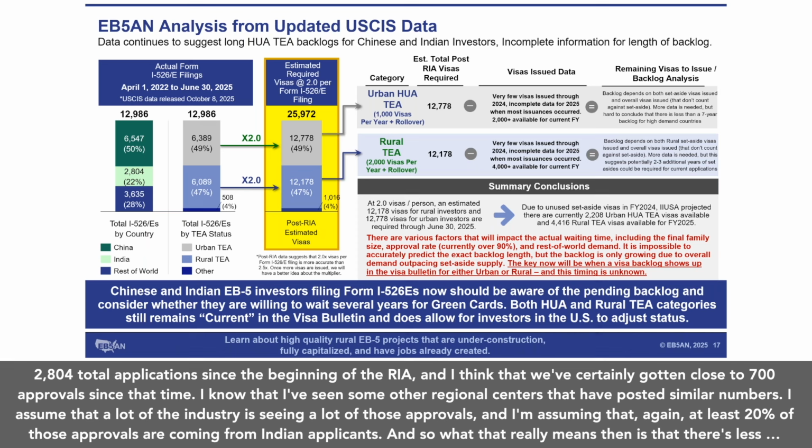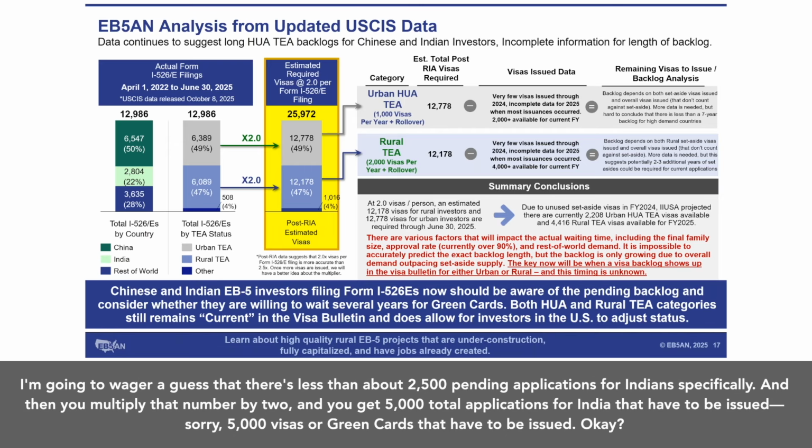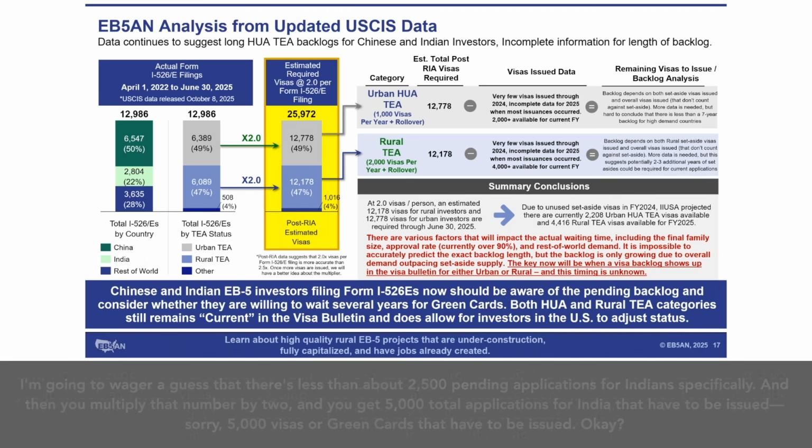And I'm assuming that, again, at least 20% of those approvals are coming from Indian applicants. And so what that really means is that, I'm going to wager a guess, there's less than about 2,500 pending applications for Indians specifically. And then you multiply that number by 2 and you get 5,000 total applications for India, 5,000, sorry, visas or green cards that have to be issued, okay?